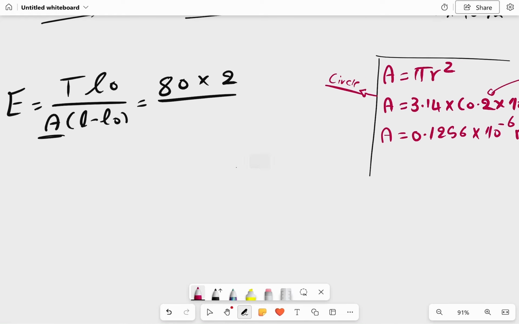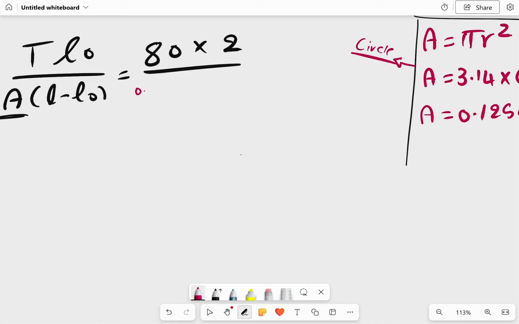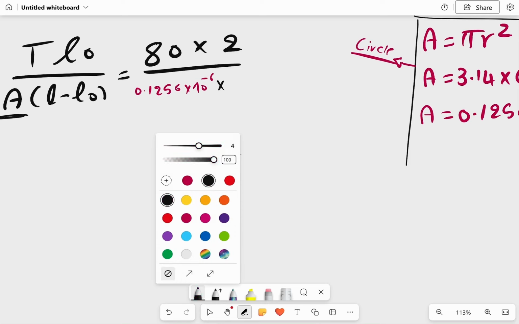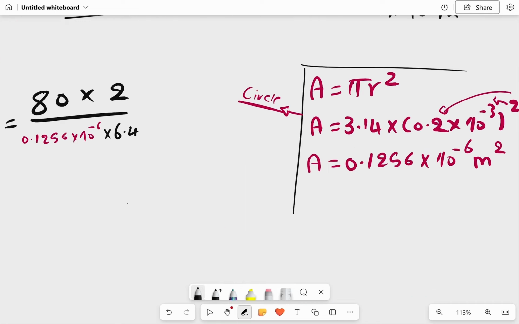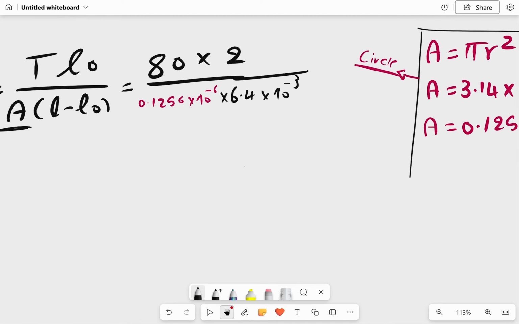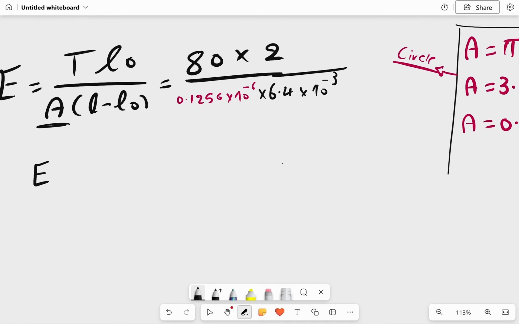Now, did I find the area? Yes, then put it here: 0.1256 times 10 to the power of minus 6. This is area. Then multiply this by the elongation. Did I have elongation? Yes, 6.4 times 10 to the power of minus 3. Now, calculate this, and Young's modulus will be 2 times 10 to the power of 11. What's the final unit? Pascal. Never forget to write the unit.